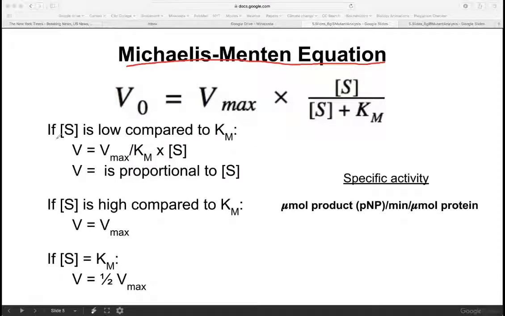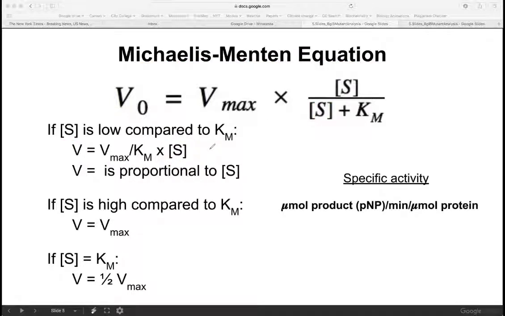Let's take the example where the substrate concentration is low compared to Km. If substrate concentration is low compared to Km, this term kind of goes away, and the equation reduces. The equation becomes Vmax over Km times substrate concentration. The simple way to think about this is that at low substrate concentration, the reaction rate, or V, is proportional to the substrate concentration. And that's exactly what you see in those curves on the previous slide. The reaction rate is proportional to substrate concentration at low substrate concentrations. So that's one simple case.